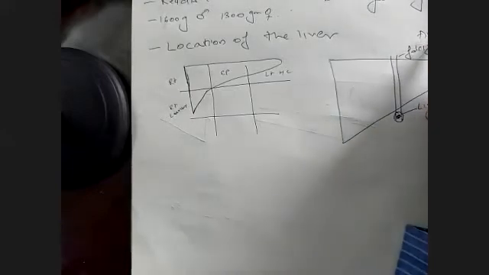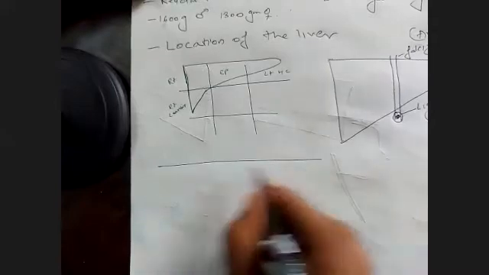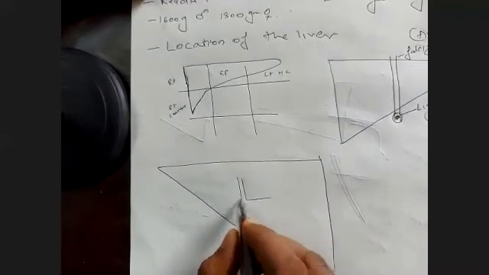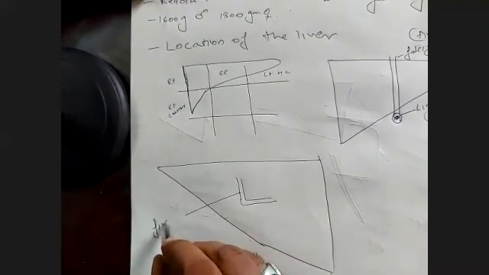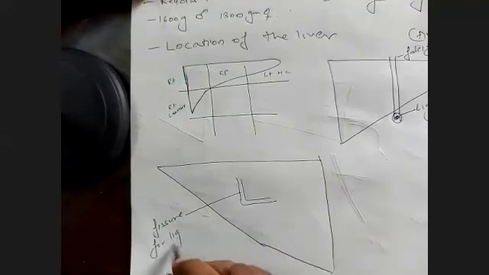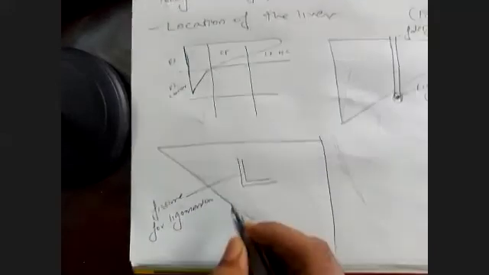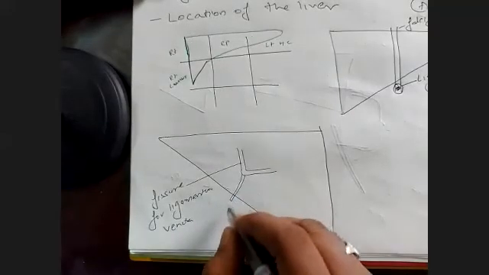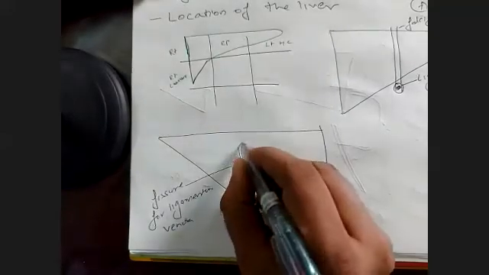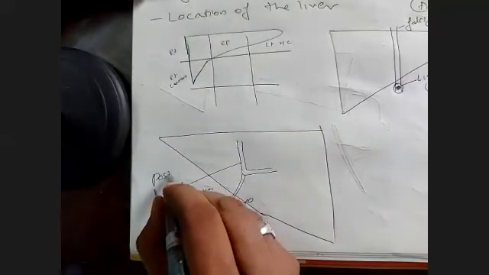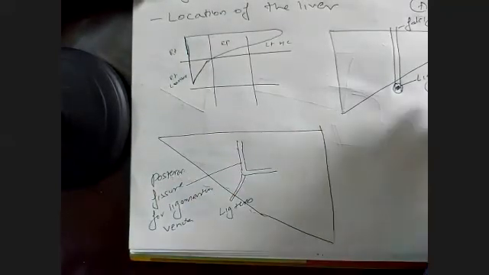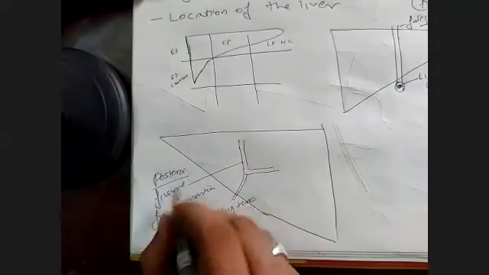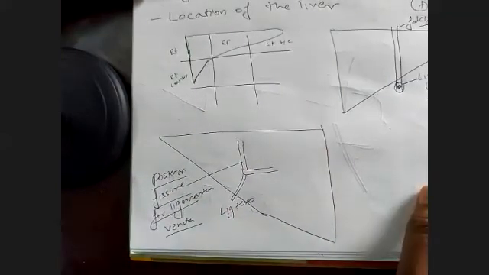falciform ligament anteriorly. And if we look at the liver from the posterior aspect, on the posterior aspect, there is this fissure for ligamentum venosum. Fissure for ligamentum venosum. So ligamentum teres, this is ligamentum teres. So fissure for ligamentum venosum posteriorly. So liver is divided into right and left lobe by falciform ligament anteriorly, ligamentum teres inferiorly, and fissure for ligamentum venosum posteriorly.